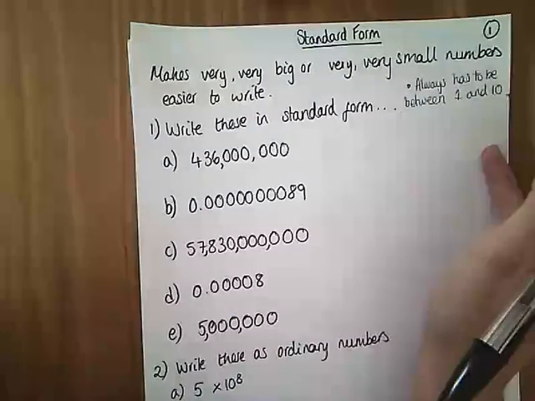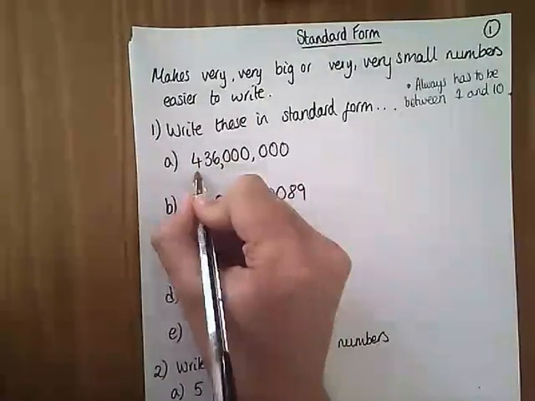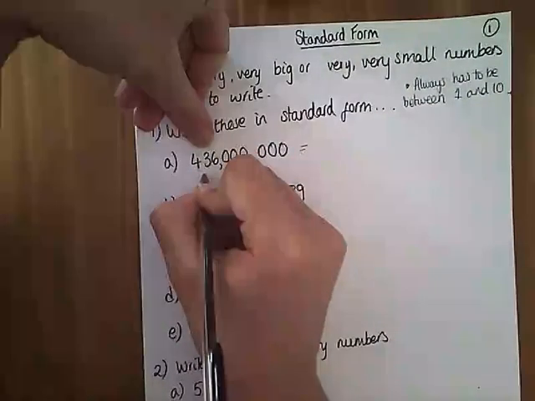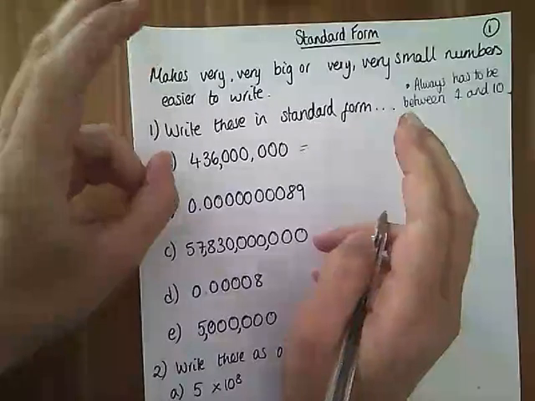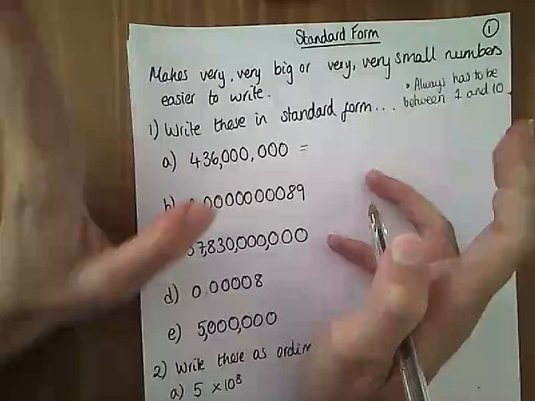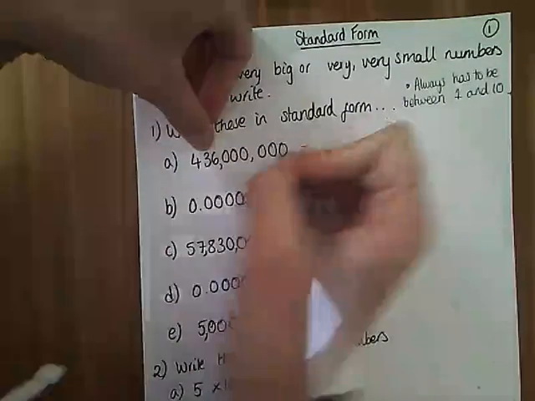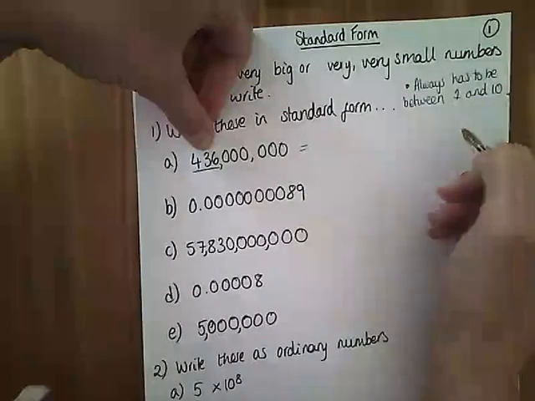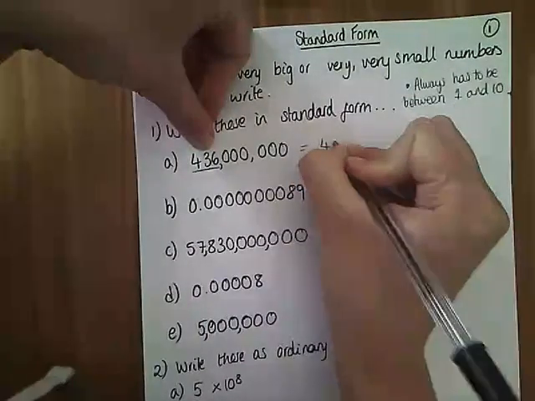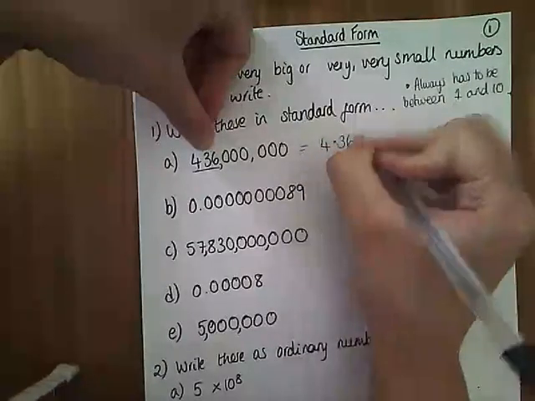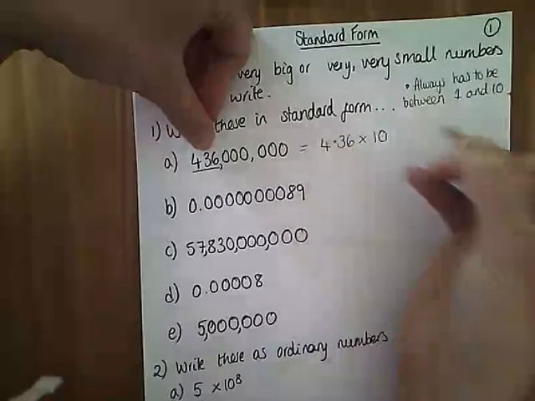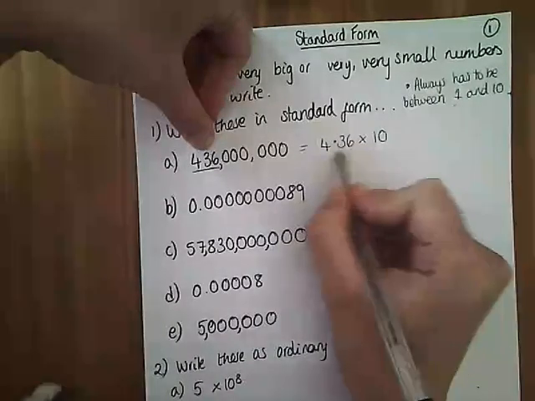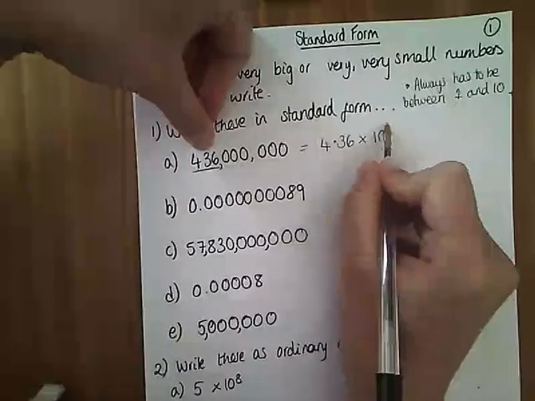So here we go. We've got 436 million, and we're going to try and make this number between 1 and 10. So I'm going to put the decimal point in inverted commas. Mathematically that is incorrect, but that's what we're going to do. We're going to put the decimal point in this number to make it between 1 and 10. So that would be 4.36 times 10 to the power of. This is how your standard form always looks. It's a number between 1 and 10 times 10 to the power of something.